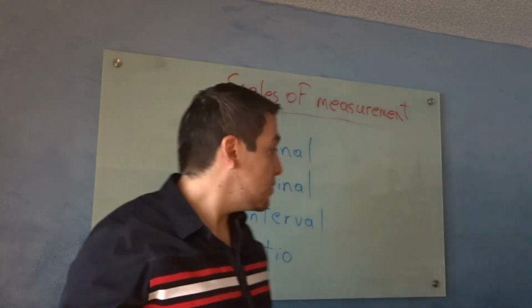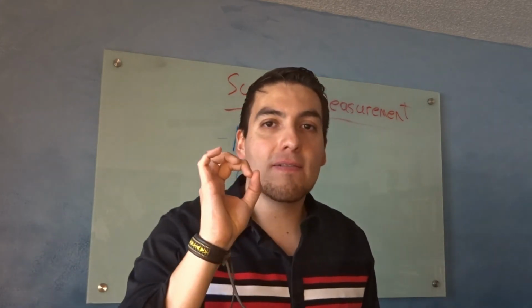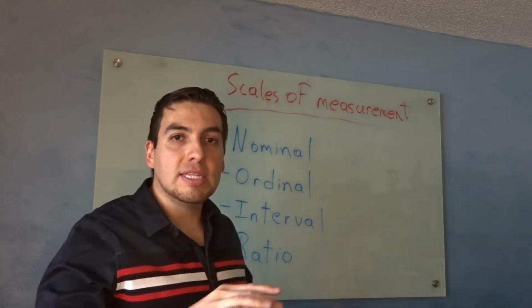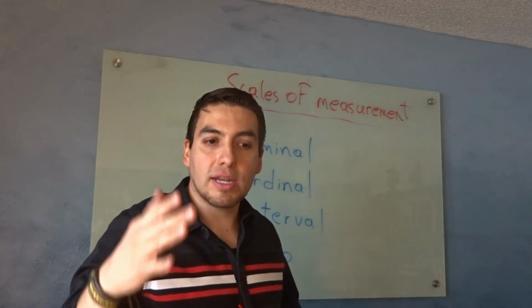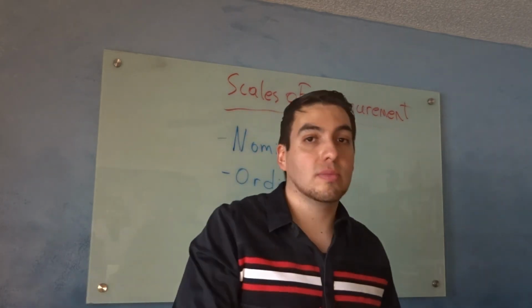What makes a difference between ratio and interval? Interval does not have a true zero. In ratio, a zero means nothing. There's nothing there. You cannot go below zero. But with interval, you can go below zero.